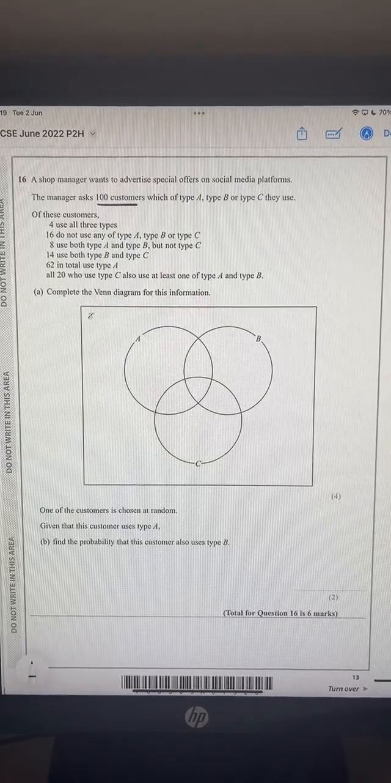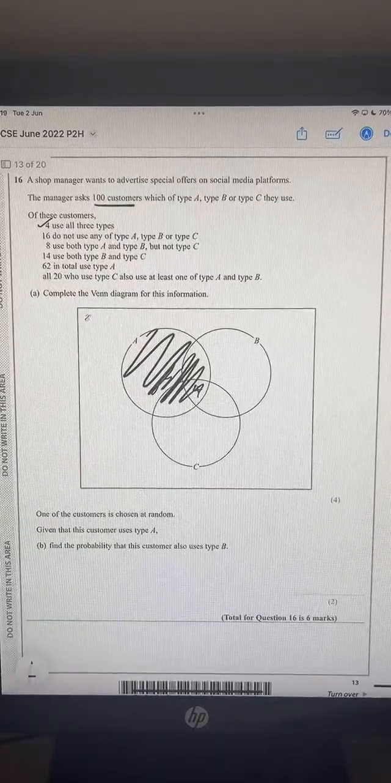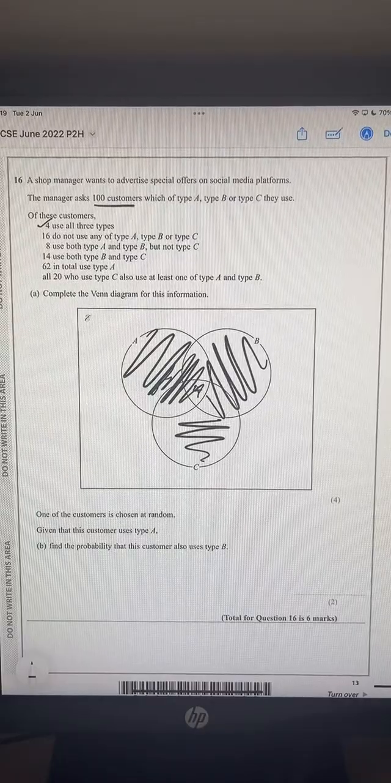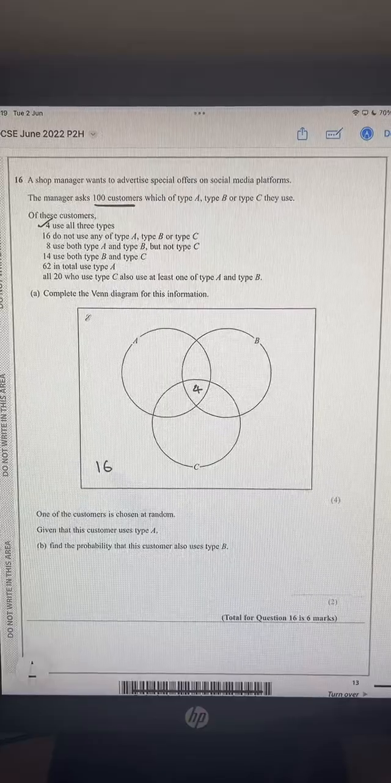Cool. So now that we've read through it, I'm going to show you exactly what I would do to work my way through it and how to interpret each sentence, and hopefully you'll understand it by the end. So 4 use all 3. So 4 goes in the center because they're in A and B and C. So that is done. 16 do not use A, so I'm not in this circle here. Do not use B, so I'm not in this circle here, and do not use C, so I'm not in this circle here. Where is my spot remaining? It is outside, so outside it, I'm going to put 16.